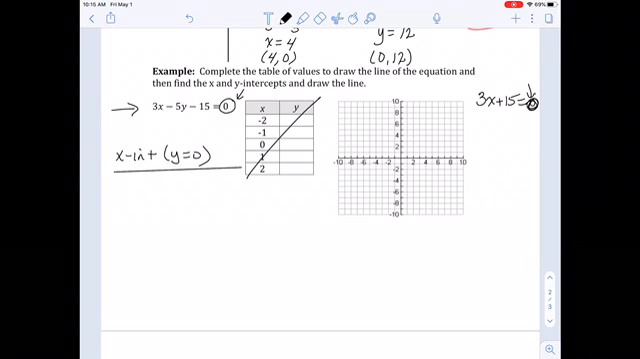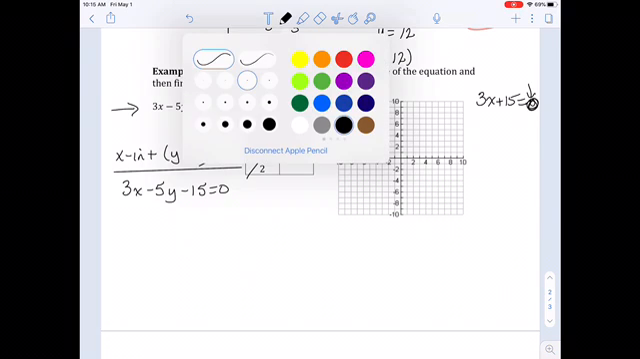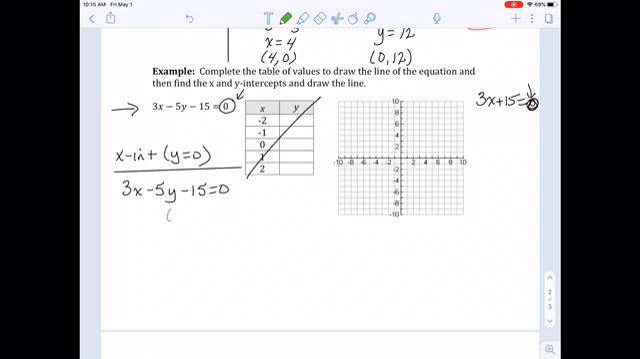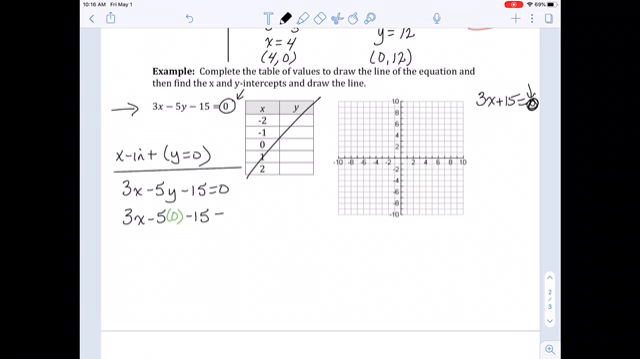So I'm going to take my equation, 3x minus 5y minus 15, and where I see y, I'm going to sub in a 0. So now I've got my 3x minus 5 times 0 minus 15 equals 0. Now 5 times 0, I'm just going to ignore that. Let's cross him off. He's gone. 5 times 0 is 0, so we can just say bye-bye.